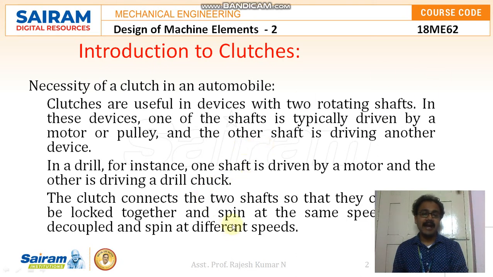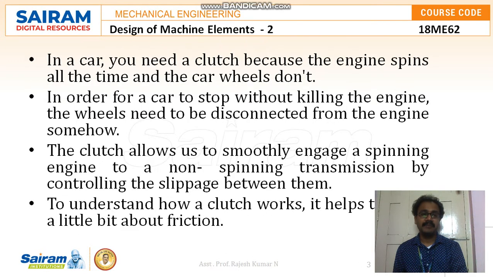So basically it acts as a common bridge between the two shafts, where the rotation is transmitted from one shaft to another shaft. We can lock it, we can stop, or we can increase the speed. In a car, definitely you need a clutch because the engine spins all the time and the car wheels don't. In order for a car to stop without killing the engine, the wheels need to be disconnected from the engine somehow. So the clutch allows us to smoothly engage a spinning engine to a non-spinning transmission by controlling the slippage between them.